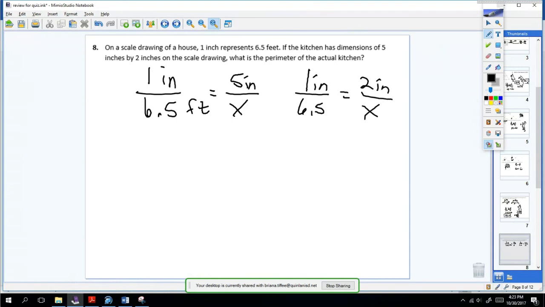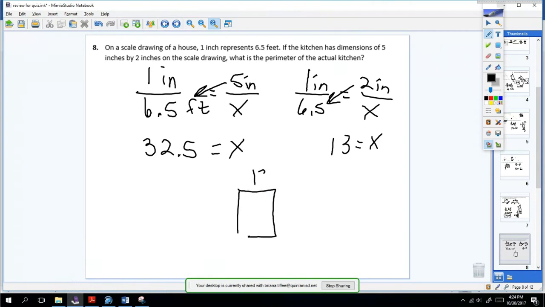So we're going to cross multiply. Well, 5 times 6.5 is 32.5. Hold on, let me make sure that's correct. Yep, 32.5 is equal to x. And then 2 times 6.5 is 13. So I have a rectangle, or a kitchen, which is a rectangle, with sides 13 and 32.5. So it means this side's 13 and this one is 32.5.